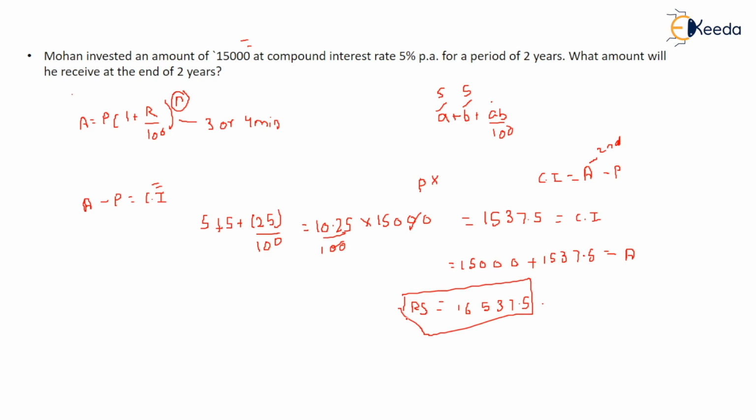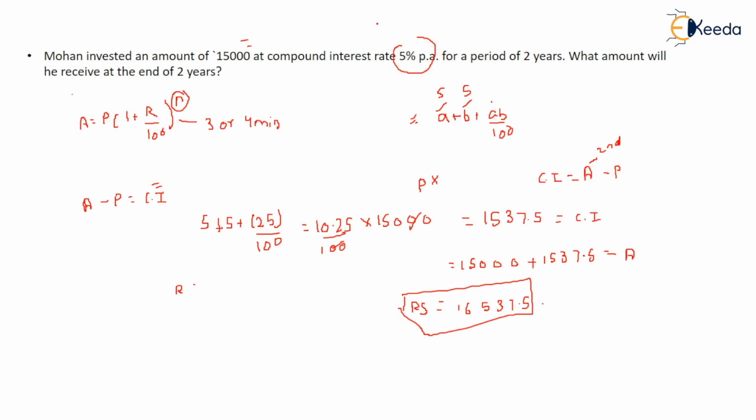Simple. But there is a limitation of this formula whenever you have to calculate the year or rate of interest. So at that time you cannot use this formula. You can only use this formula or shortcut when they provide you the rate of interest and they tell you to find out compound interest or amount after 4 years, 5 years.